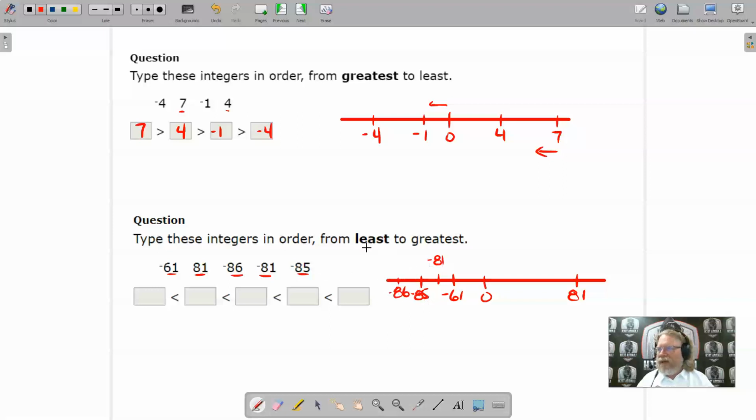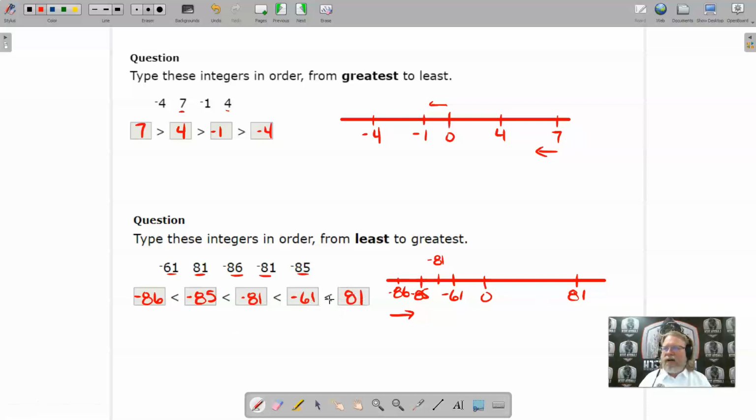So they want it from least to greatest. So I'm going to read from left going to the right. So the first one's going to be negative 86. Then negative 85. And then negative 81, then negative 61, and then finally positive 81.